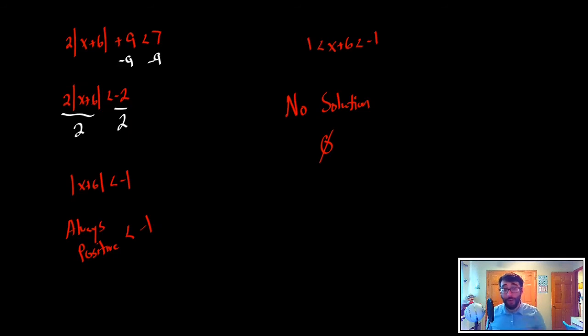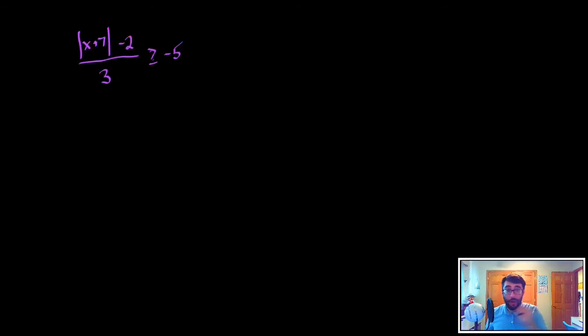Remember, if you ever have an absolute value on one side and a negative number on the other side, that's where special cases come from, and that's where weird things can happen, okay? And I do want to take a look at another weird problem coming up right now. Okay, so in this problem, we have the absolute value of x plus 7 minus 2 all over 3 is greater than or equal to negative 5, okay?